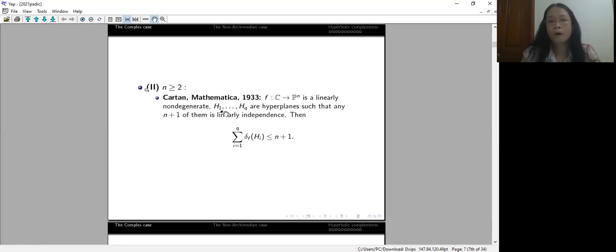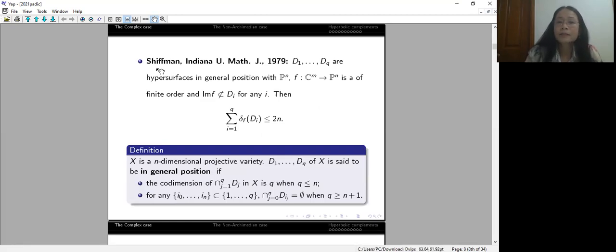Cartan only considers H1 to HQ that are hyperplanes. So the question is how we can improve this for hypersurfaces. That is a Shiffman result. He considered when D1 to DQ are hypersurfaces in general position, and f from C^m to P^n such that the image of f is not contained in any one of the hypersurfaces, and then the bound is 2n. Of course, it's not so good.